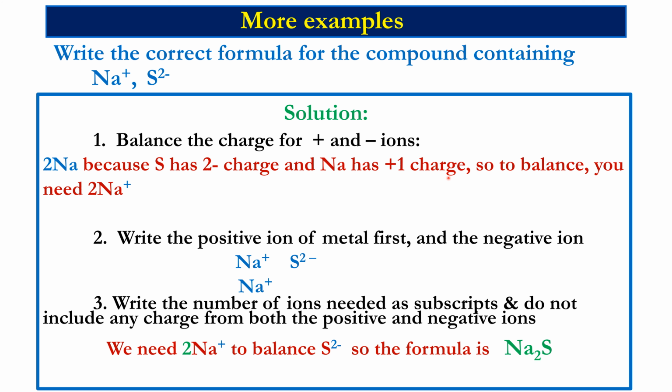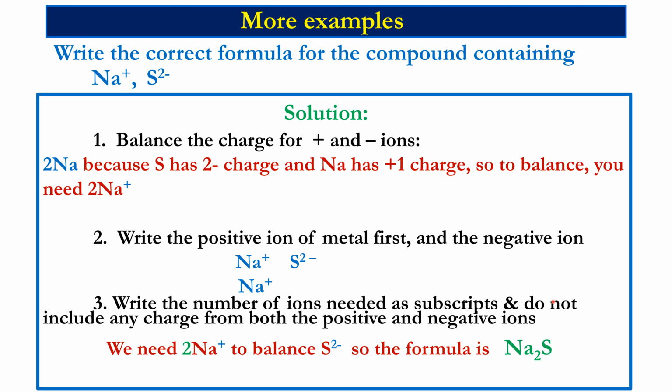So the next thing you then do is to write the positive ion of metal first and then the negative ion. So we write Na plus because we need 2 Na plus to balance 1 S2 minus. We write Na plus twice and then we write the negative ion. So in this way, 2 positive, 2 negative will cancel each other and the overall charge will be 0.